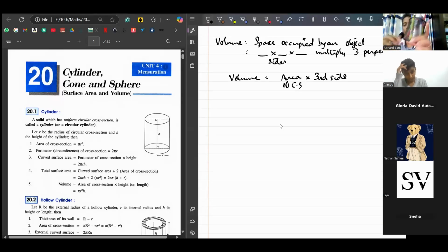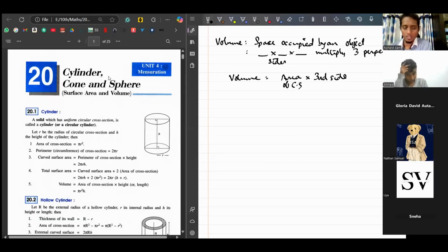You multiply that with the third dimension. The third dimension would be the height. So area of cross section into the height, you will get the volume of the cylinder. You understand? So that formula can be used to derive any volume formula for any shape: area of cross section into the third side or the third dimension.